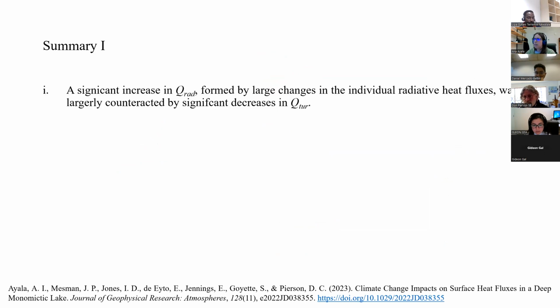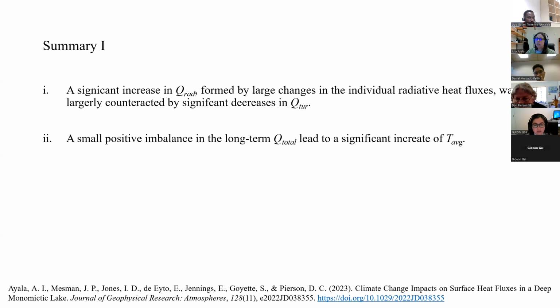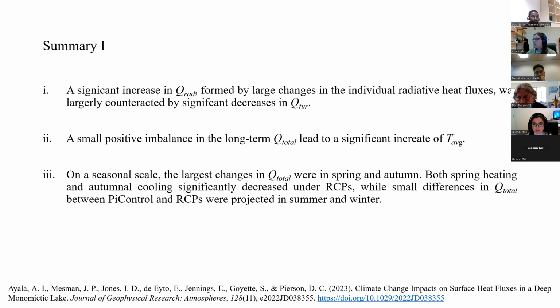So summarizing, we can say that a significant increase in radiative fluxes, formed by large changes in the individual radiative heat fluxes, was largely counteracted by significant decreases in turbulent heat fluxes, and the combined changes in the individual fluxes lead to a small positive imbalance in the long-term total surface heat fluxes, resulting in a significant increase in lake water temperature. And on a seasonal scale, the largest changes in net surface heat fluxes were in the spring and autumn, both spring heating and autumnal cooling significantly decreasing in the future emission scenario, while a small difference in net surface heat fluxes between the control and future emission scenarios was projected in summer and in winter.